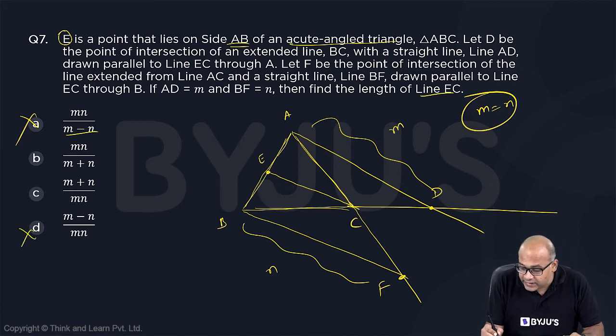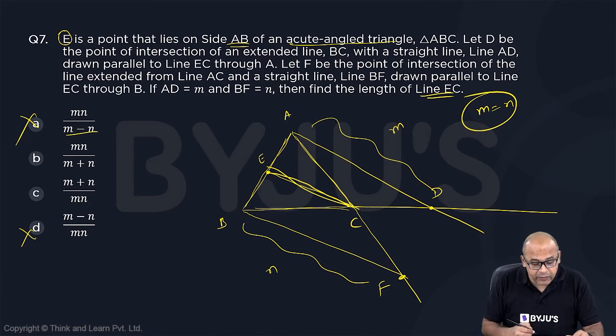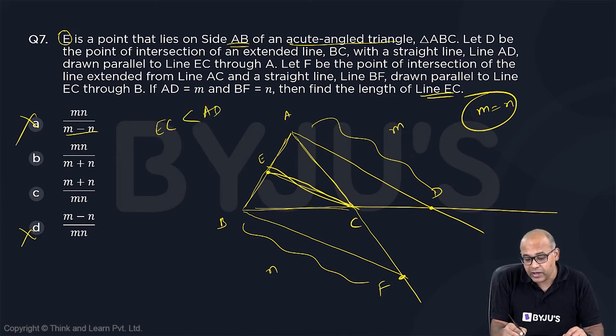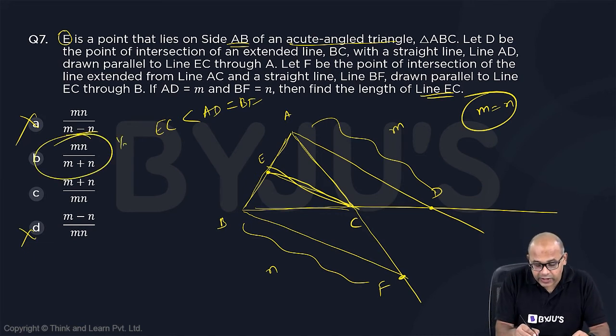But what are they asking? They are asking the length of EC. You can clearly see in the figure that EC has some value, right? So then it is between B and C. But you can also see from the figure very clearly that EC should be lesser in length compared to AD, which is also equal to your BF. So if you look at option B, and if you take M and N equal, you'll get the ratio as 1/2, whereas here the ratio will be 2.